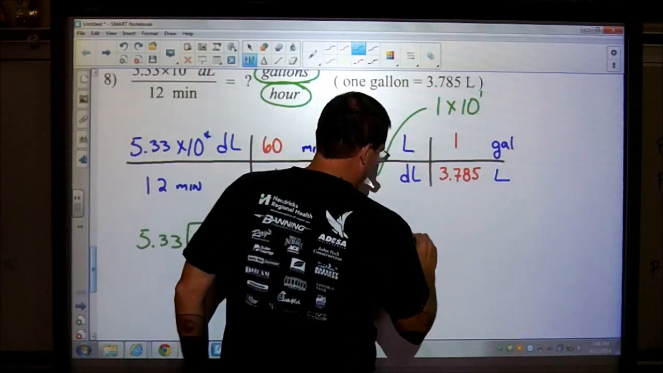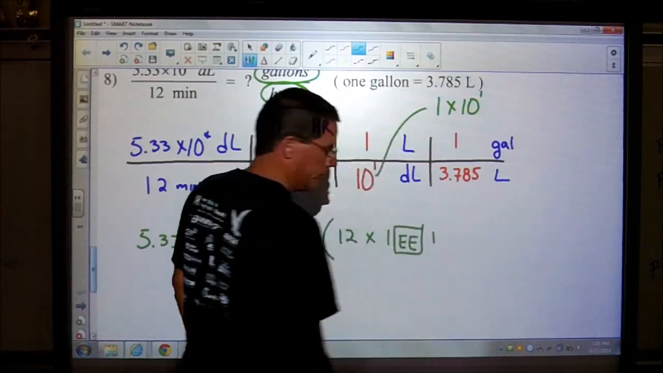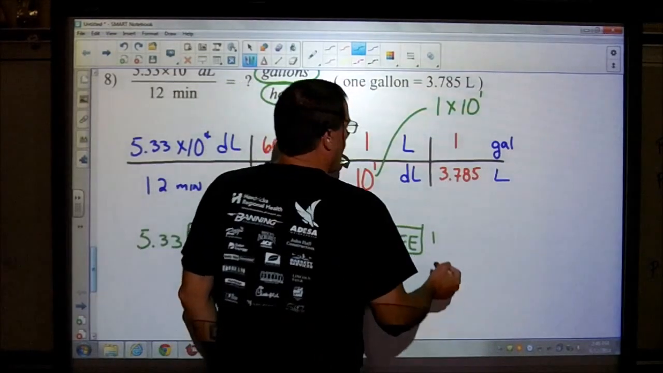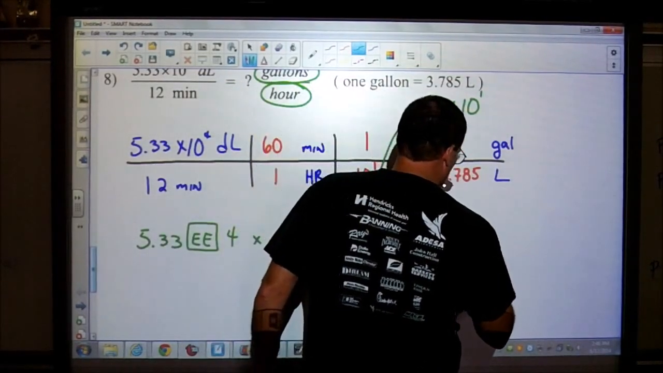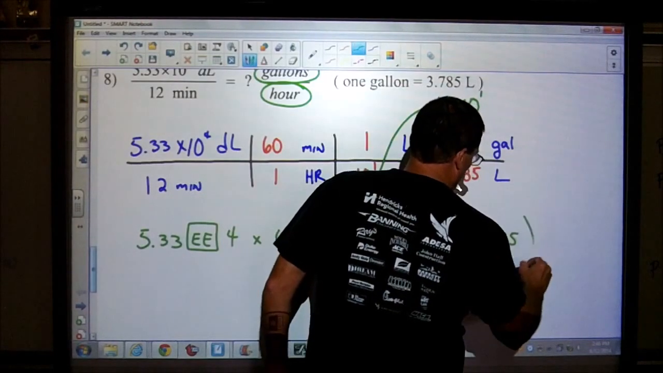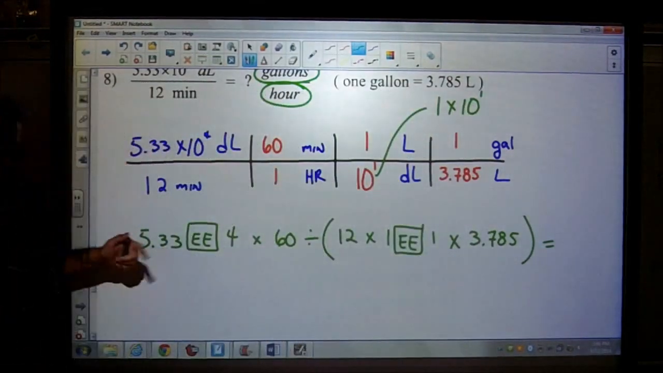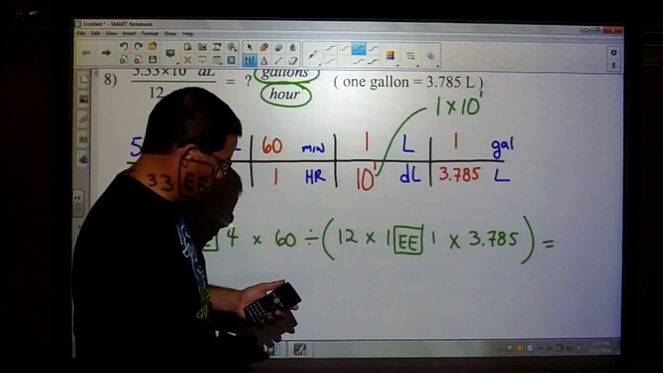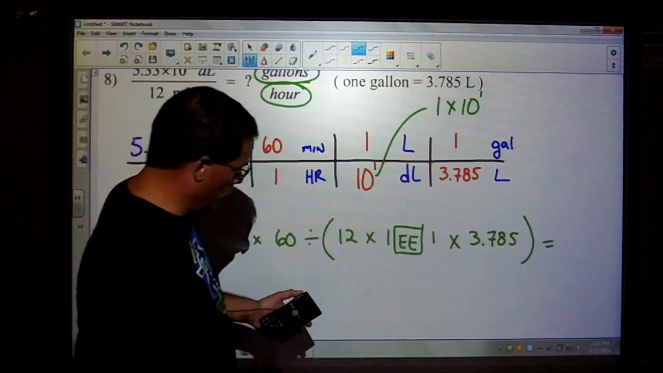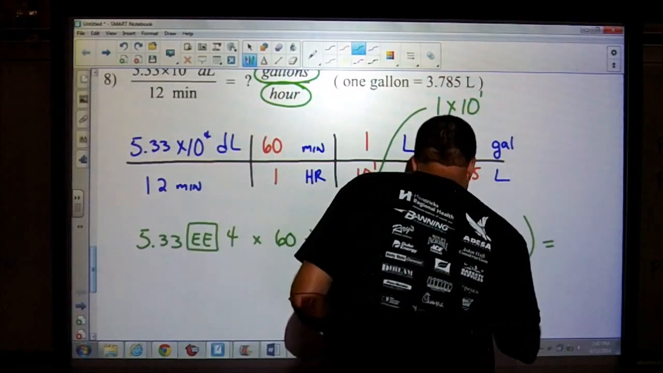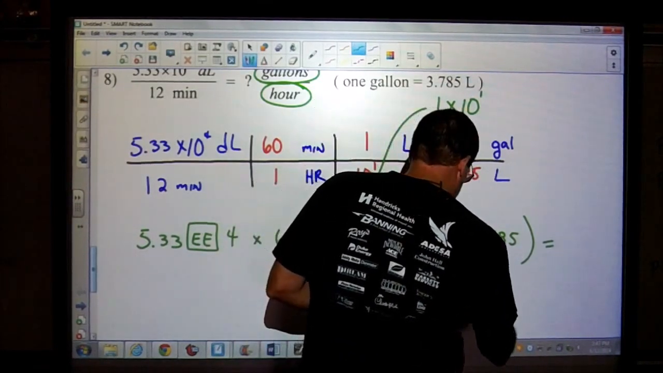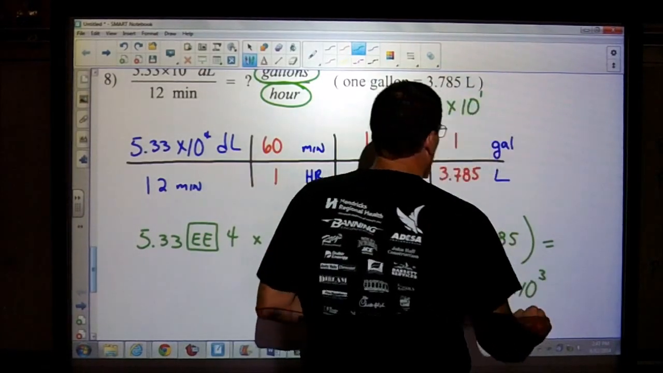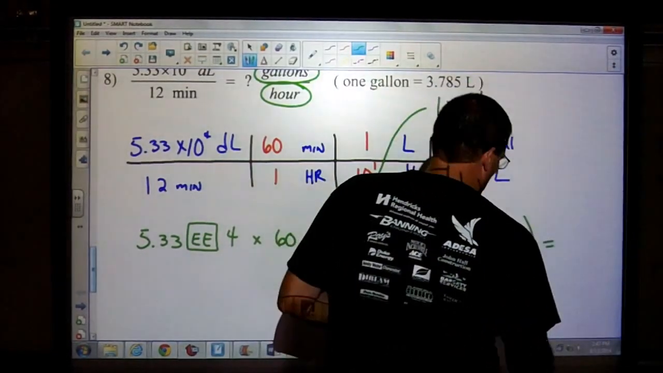So I go 1 EE 1. Again, remember that means times 10 to whatever number you type in next. Times 3.785. Close parentheses, get an answer. So let's see what that's equal to. So my calculator says 7,040.951123. So again, if I'm showing correct scientific notation, 7.04 times 10 to the 3, and that would be in gallons per hour.